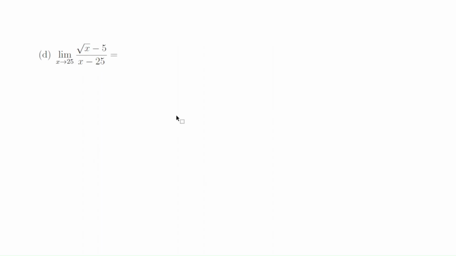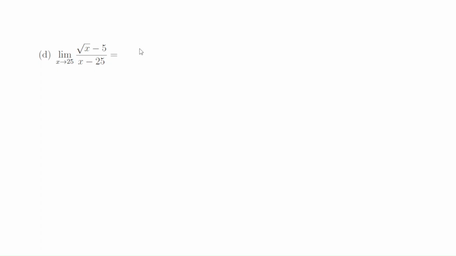Okay, what about something like this? Limit as x approaches 25 of (the square root of x minus 5) over (x minus 25). Well, notice this is not a rational function because this is not a polynomial in the top. We have a square root there. But if you just plug in 25, kind of cavalierly, you would get 5 minus 5, which is 0 on the top, and 25 minus 25, which is 0 on the bottom. You'd have that 0 over 0 again.